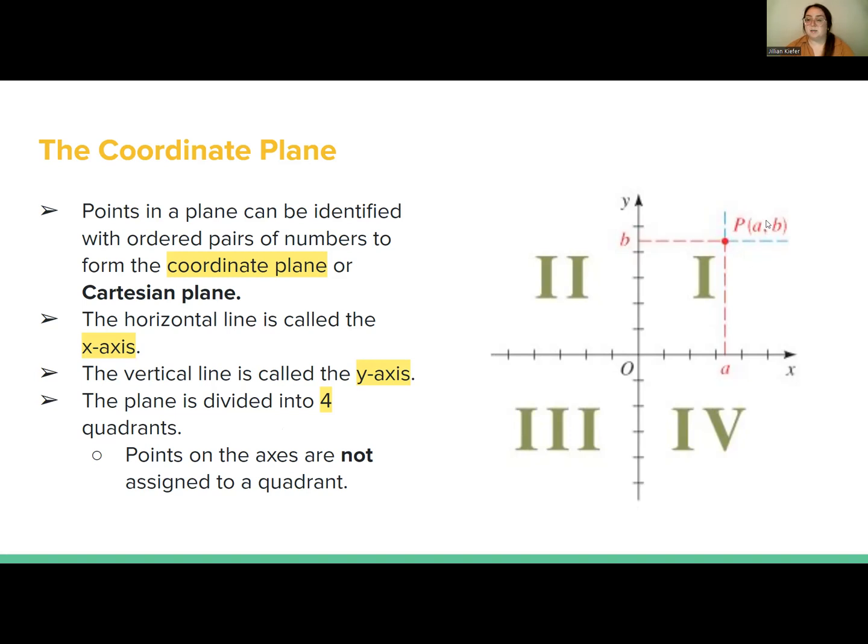So a point like this, point P, which is at the point (a, b), our first point there is that x value, a, and the second is b, and it's written within parentheses with a comma right there. That is our ordered pair. So whenever you plot things on coordinate planes, you're most likely going to be plotting a lot of ordered pairs, drawing lines, equations, anything along those lines.